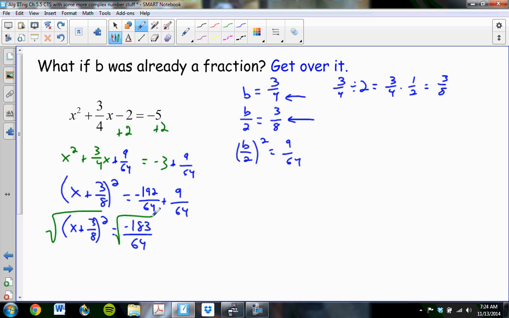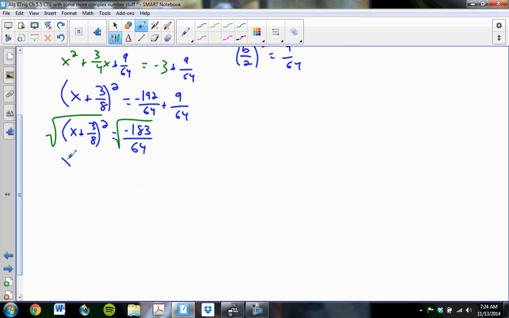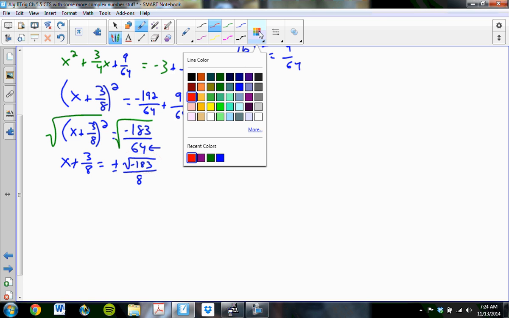I have x + 3/8 equals plus or minus the square root of negative 183 over 8, because the square root of 64 is 8. Well, right now, that means I have no real solutions. I can't take the square root of a negative number, so this has no real solutions, but that's okay. I'm just going to keep going and find the imaginary solutions.